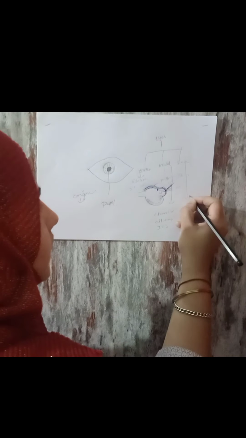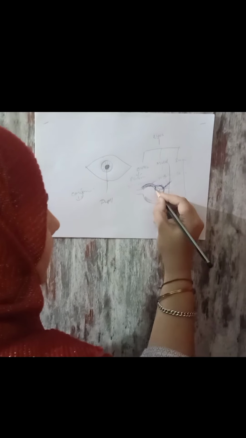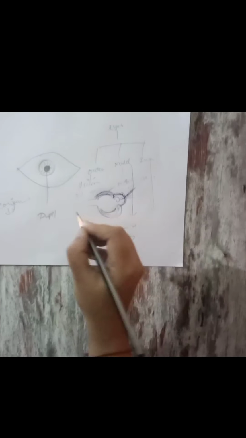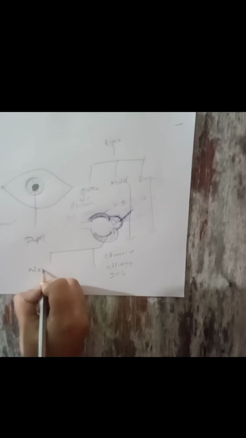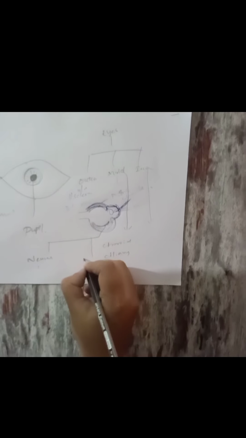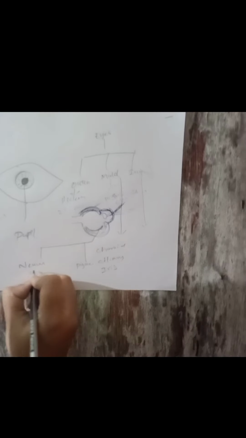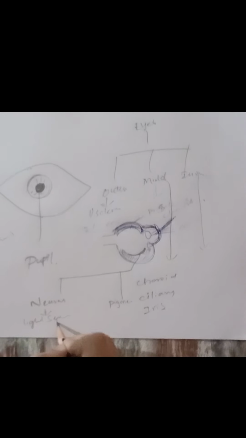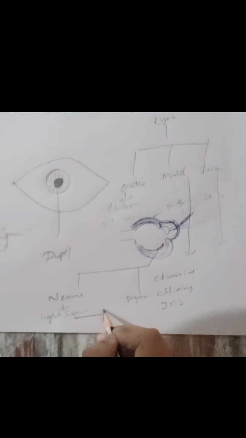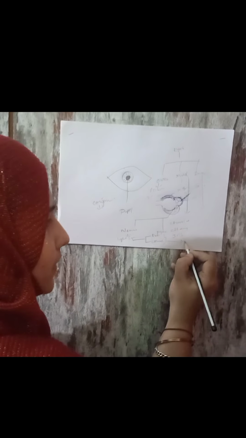Now, coming to the innermost layer. The innermost layer is retina, which comprises two layers. One is the neural layer and the other is the pigmented layer. Neural layer is also called the light sensitive layer, which has two cells, rods and cones. What are rods and cones? Rods and cones are photoreceptor cells.